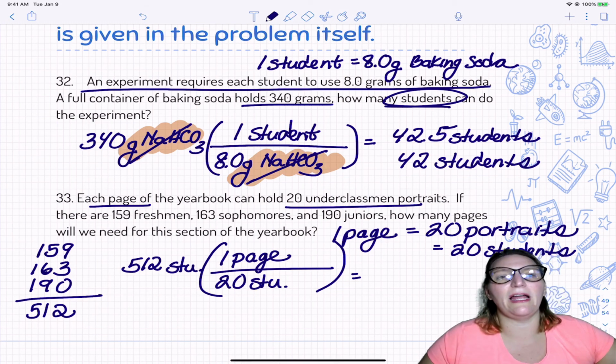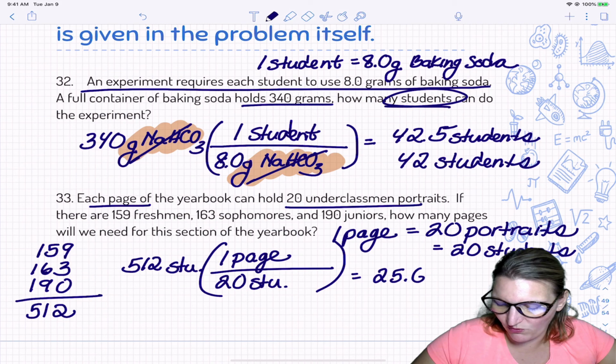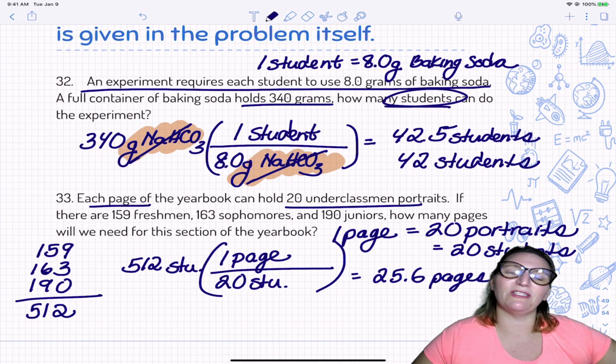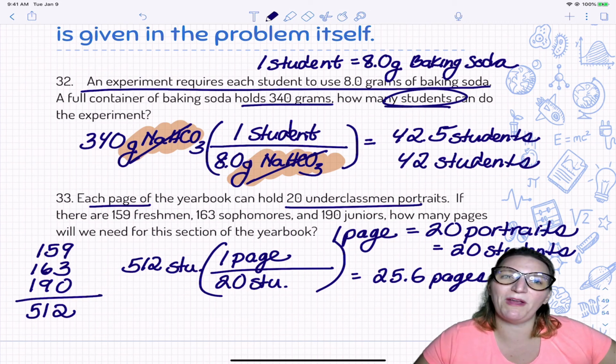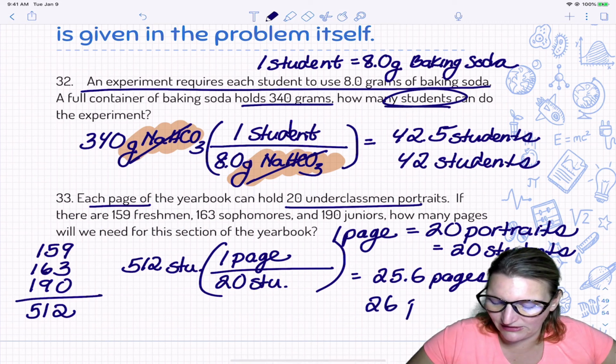And again, I do the calculations. What do I get? 25.6 pages. But this is a book. A book doesn't come in a half a page or 6/10 of a page. It has to be whole pages. So now I have to think logically. Is it 25 pages or is it 26 pages? And yeah, in fact, it's 26 pages.